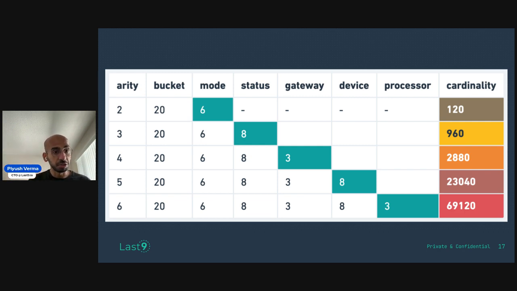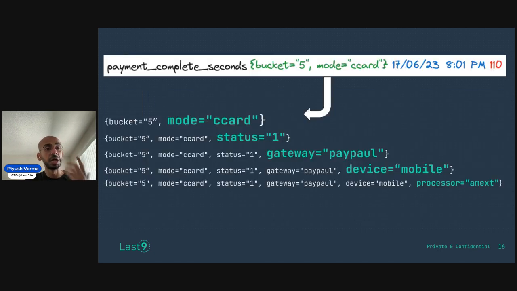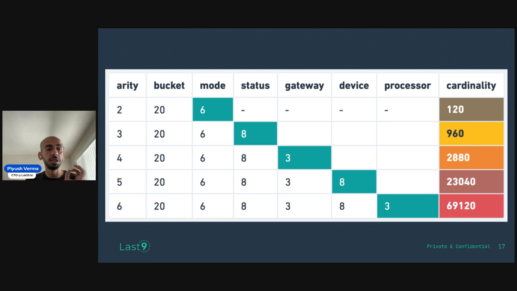We add another processor to it. There are only three kinds of processors mostly out there. And very soon, this number has almost touched 100,000. So if you look at this, it's a very simple metric. This one single observation itself. And what is that observation? It is the time taken to complete a payment. That's the only observation. For any meaningful answers to be found, this number already looks like 100,000. This is how cardinality will start exploding.